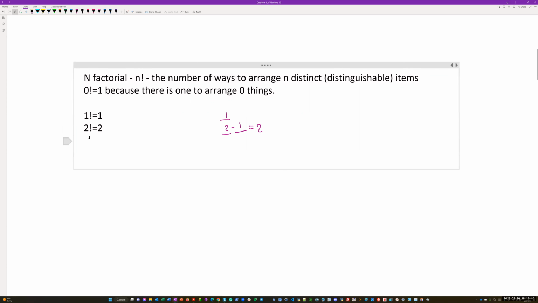What would 3 factorial be? 6 is correct, because you would get 3 choices for the first one, then 2, then 1. So we get 6. What's 4 factorial? 24, because you multiply this by 4. Does that make sense? If this one's 3 times 2 times 1, then we have to do 4 times 3 times 2 times 1, right? So just multiply this by 4. Does that make sense? So we get 24. You get it?